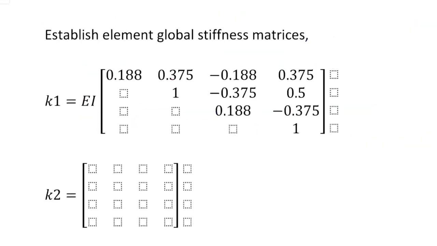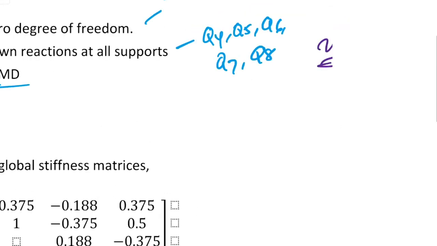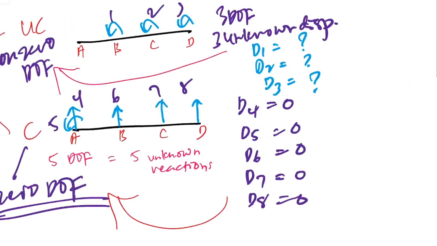I believe every one of you understands how we get the K1, and what is most important is the label of degree of freedom outside the matrix. We need to refer to this one. We know that element number 1 is member AB. At near end it is 4, 5. At far end it is 6, 1.